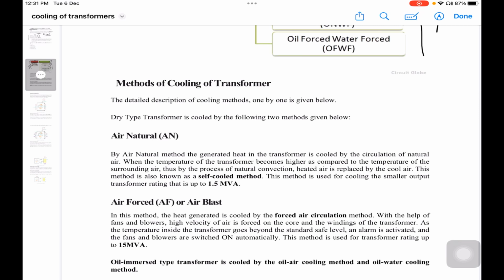What is air natural? As the name suggests, we know that the natural air which is available in the atmosphere is allowed or passed on to the transformer to take out the heat by the circulation of natural air through the surrounding air itself. Here you are not forcing the air but allowing the natural air. This type of cooling is very much suitable for smaller transformers, or we can call this method the self-cooled method also. Generally this is useful for up to 1.5 MVA.